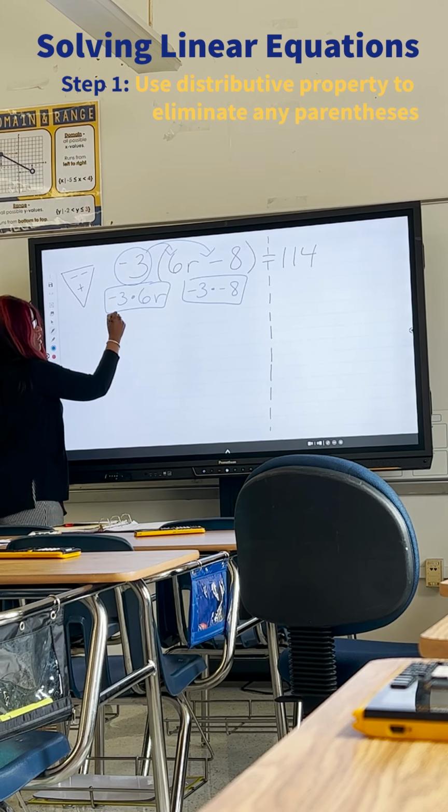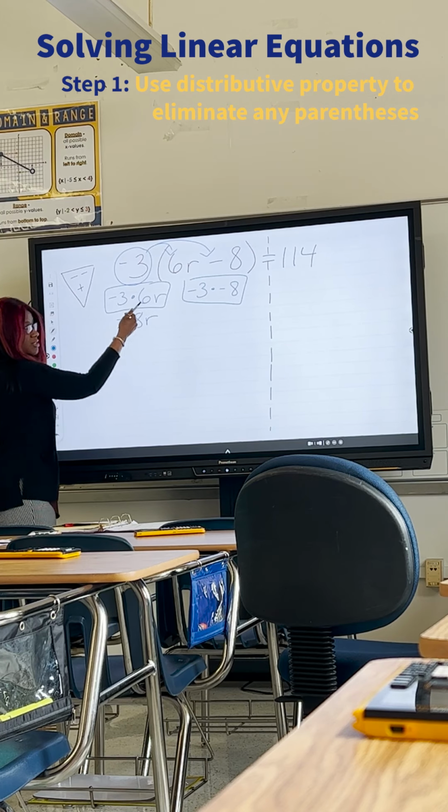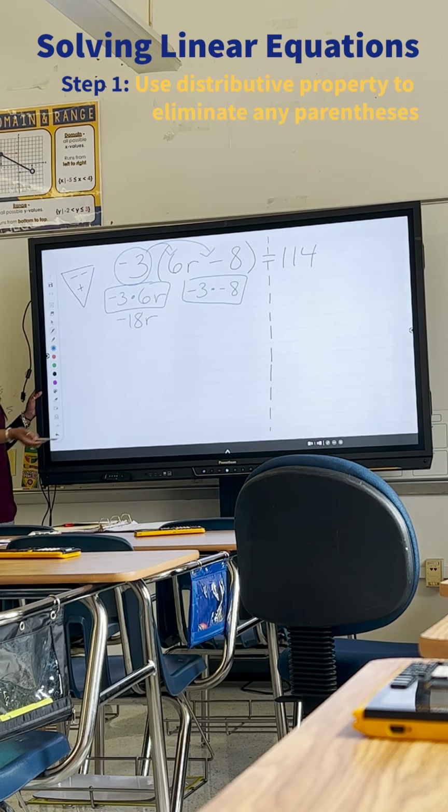So that's going to give me -3 times 6 is -18, and I have to keep my r. The r does not go in the calculator. If you're using the calculator, you're just going to do -3 times 6, and it's going to give you the -18, and you just bring down the r, okay?